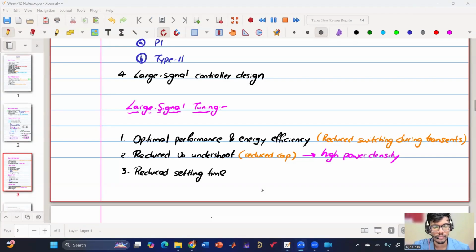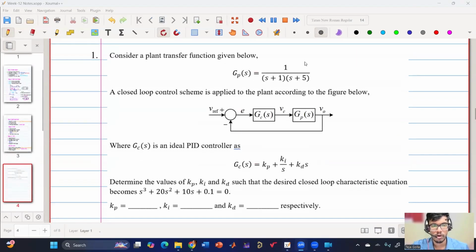So now let us solve few problems. One problem I have taken similar to that of the assignment. So anyone, how to solve such problems? Okay, just give it a read or maybe I will read it out. Consider a plant transfer function given below. GP of s is 1 by (s plus 1) into (s plus 5). So a closed loop control scheme is applied to the plant according to the figure below, where GC of s is an ideal PID controller as shown, which is GC of s is Kp plus Ki by s plus Kd s.